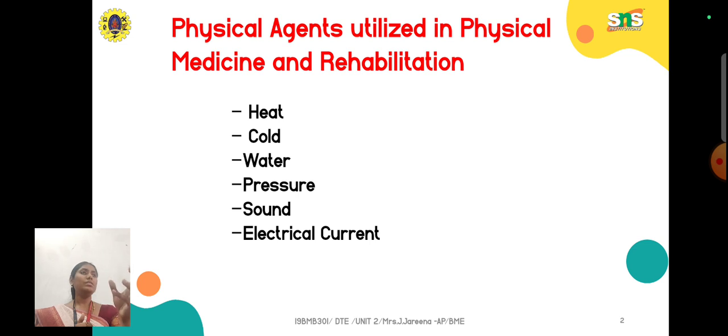On electric current, we already know we have two types. One is TENS, transcutaneous electrical nerve stimulation current, and then NMES, neuromuscular electrical stimulation current. By passing the current, we are treating the pain. So these are a few physical agents that are used in one way or another in order to treat pain.